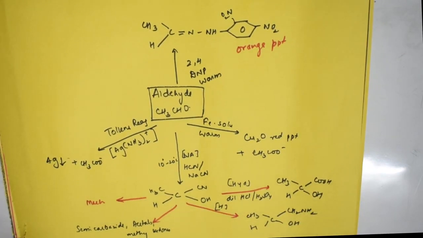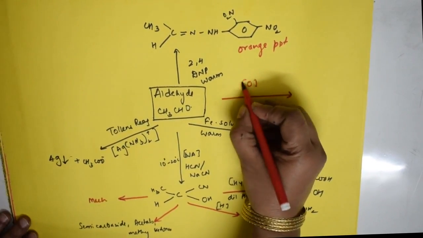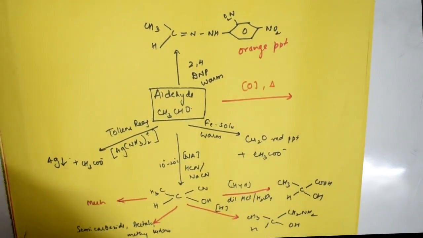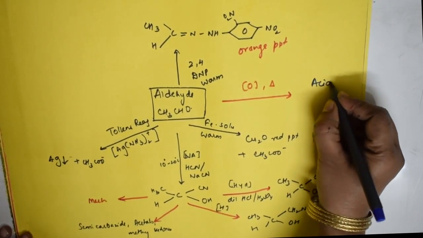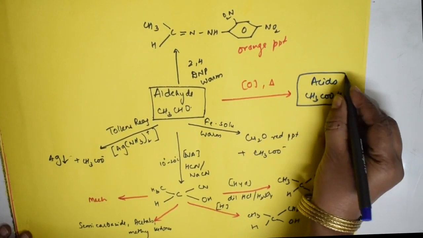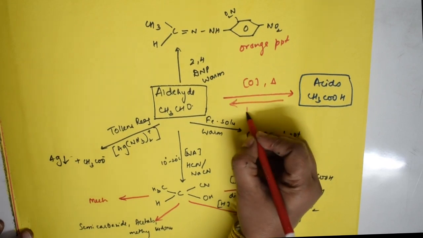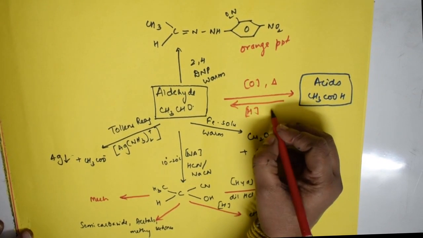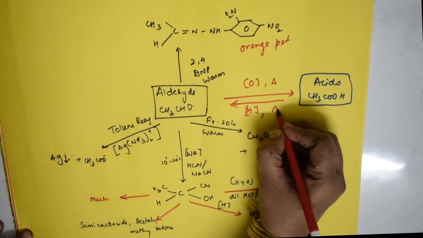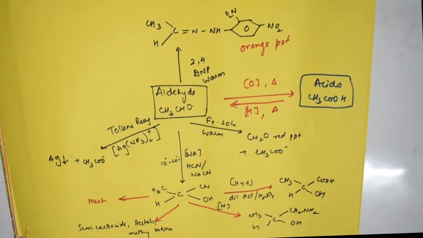Now what did we say? We said aldehydes are further converted into acids. How are they converted? I can convert aldehydes on oxidation and heating into carboxylic acids, that is CH3COOH. Correct, students? Now acids in the reverse order: on reduction, you get aldehydes, basically by removal of oxygen.